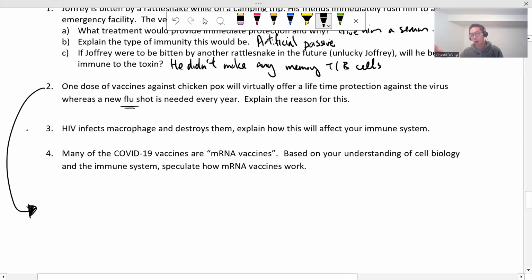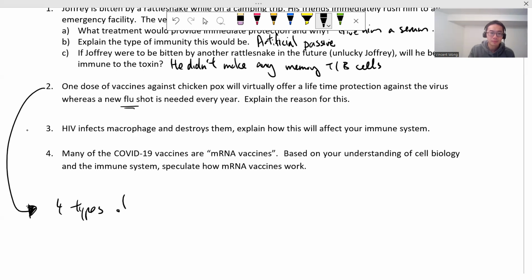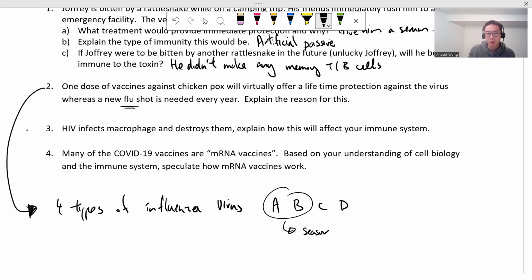Flu is caused by the influenza virus, and there are 4 types: influenza virus A, B, C, and D. A and B are the ones responsible for seasonal flu. And A is the only kind that's known to cause pandemics.